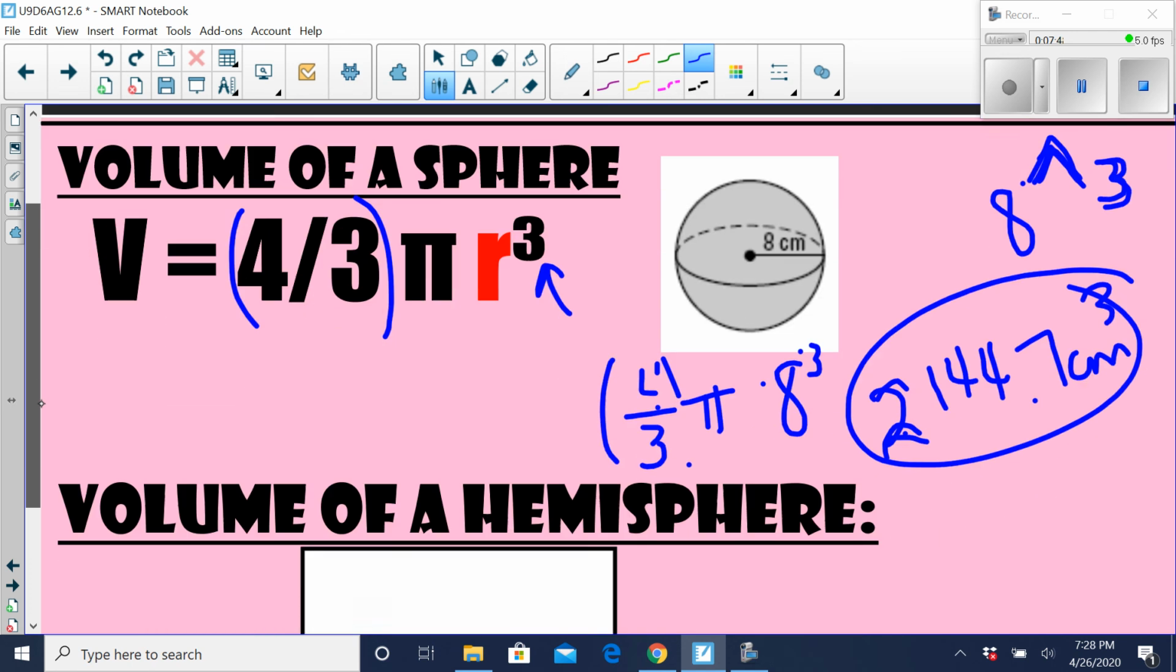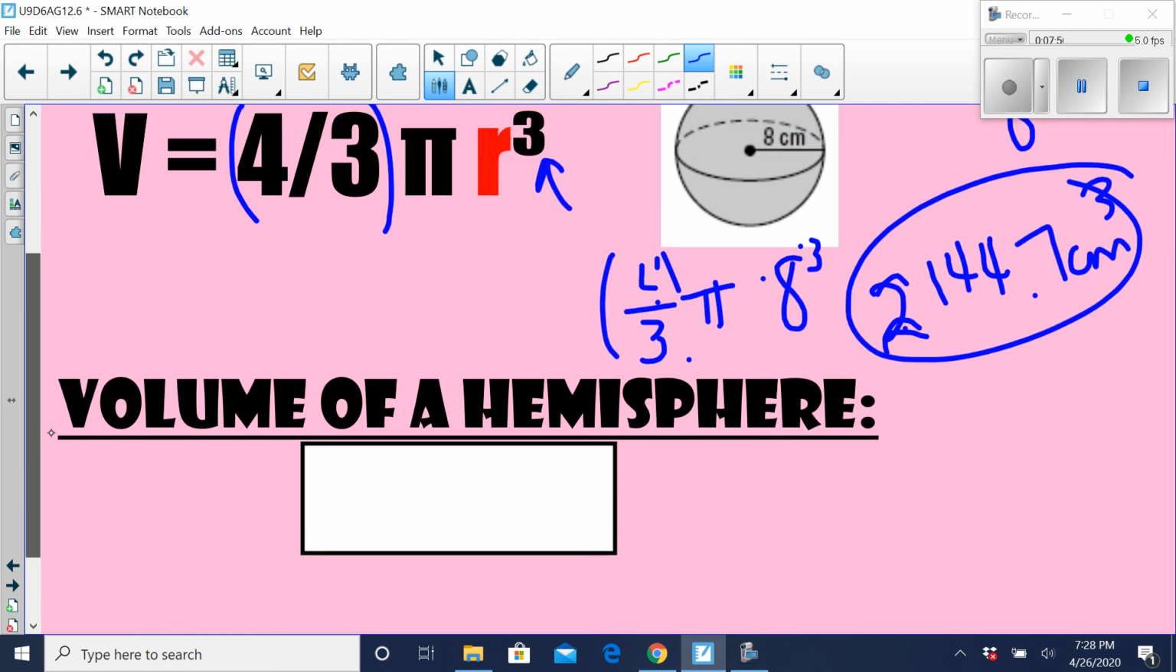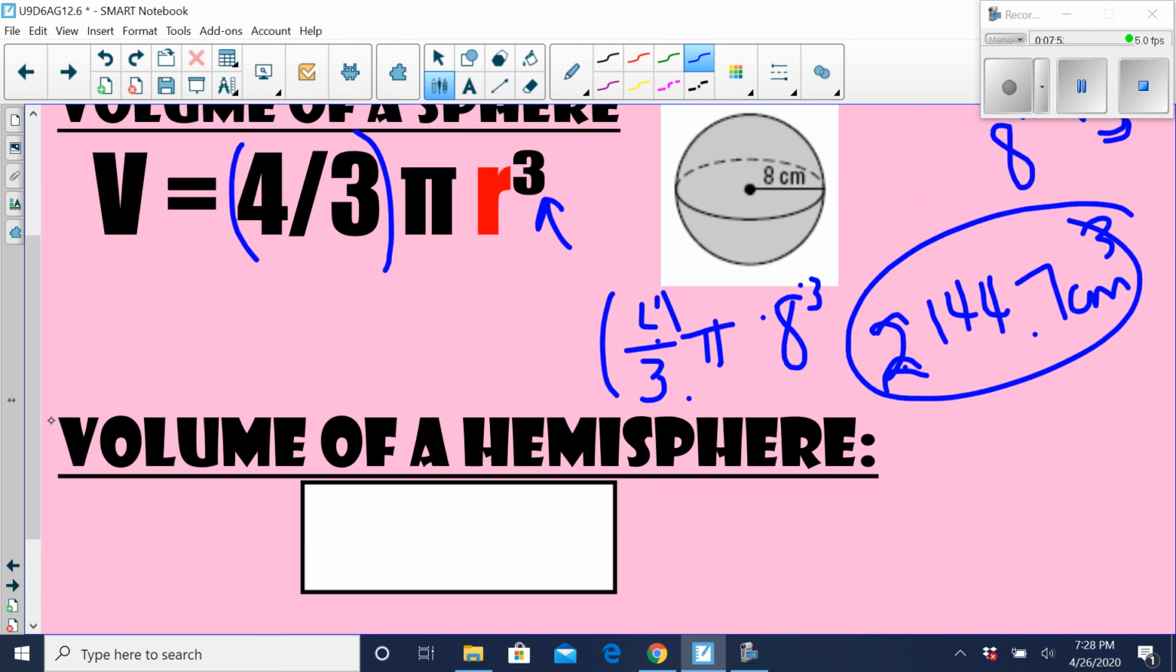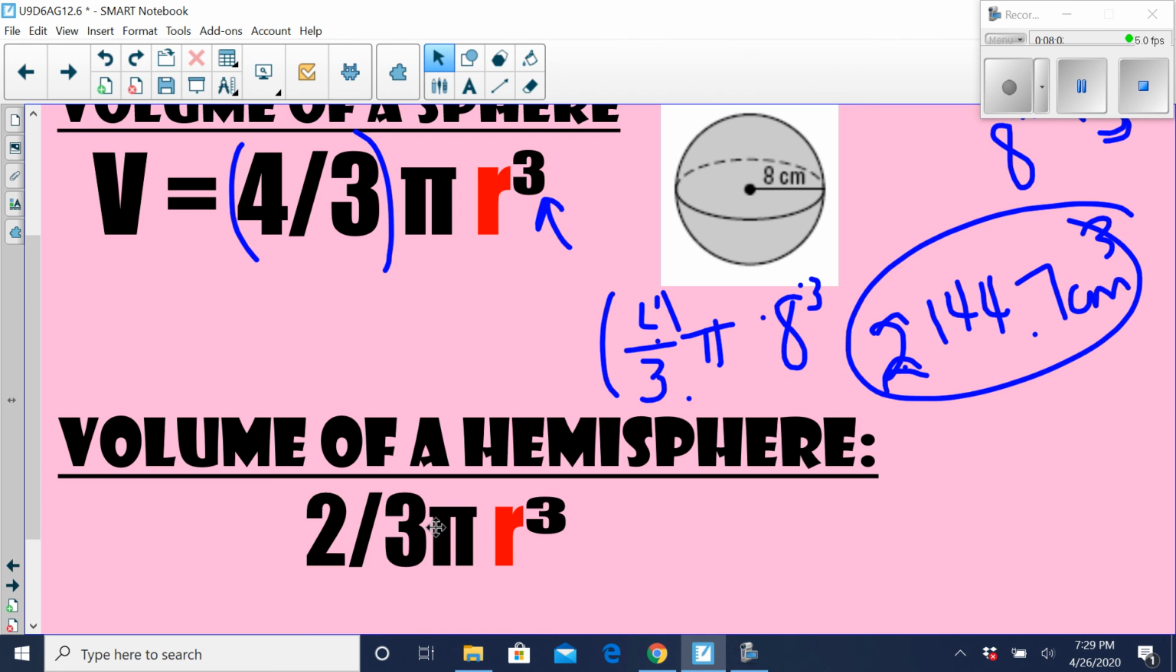Okay, they'll give us a formula for volume of a hemisphere, and this one I do just cut in half. I'm cutting the space inside of that sphere in half for my hemisphere. So it's 2/3 pi r cubed is what I'm given. Okay, so 2/3 pi r cubed. Just cutting it in half.